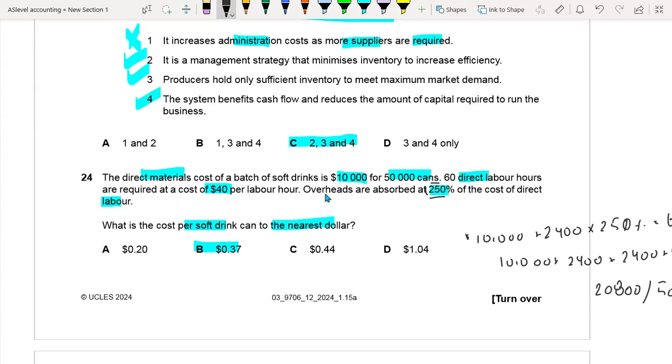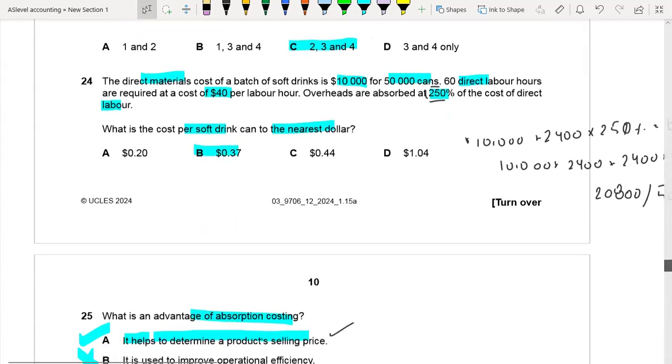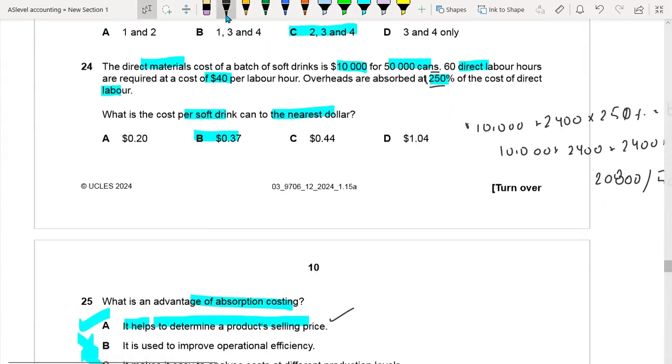Okay. So overheads are absorbed at 250% of the cost of direct labor. So what is the cost per soft drink can to the nearest cent? Okay, so this is very easy. First of all, we have to find out the direct material cost. So our direct material cost is 10,000, as we know.